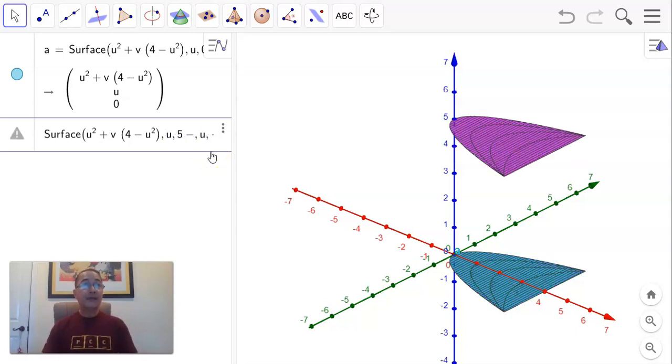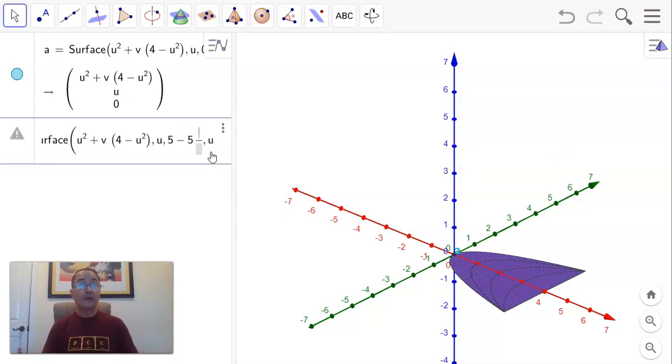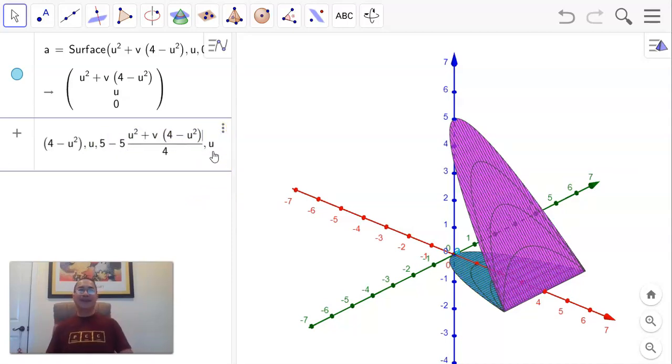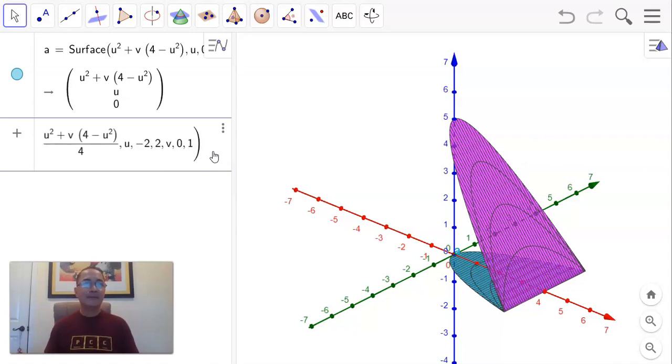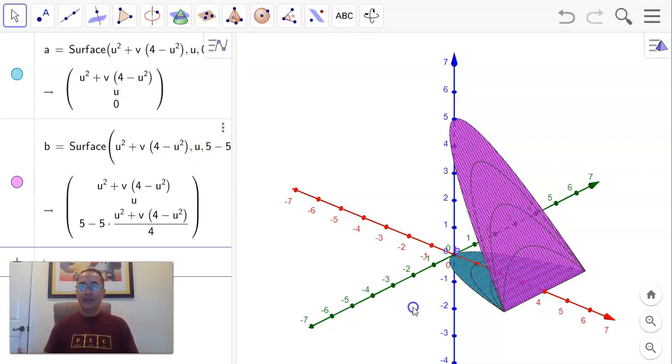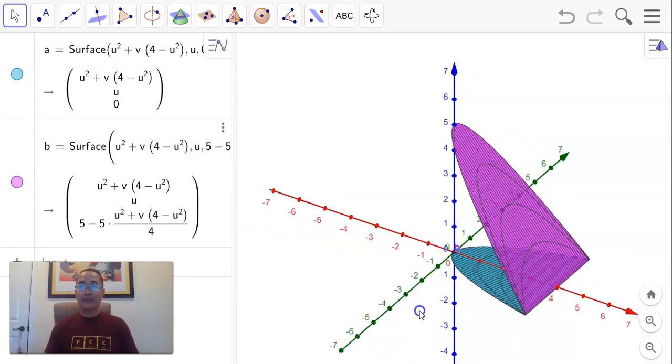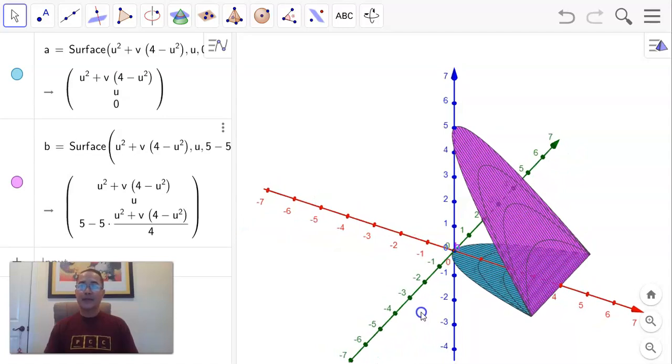So 5 minus 5 parenthesis something over, whoops, no, down there, the 4. So all we do is copy this. Grab that, Control C, old school, Control V. Ooh, there it is. Isn't that beautiful? That is now the top of our solid.